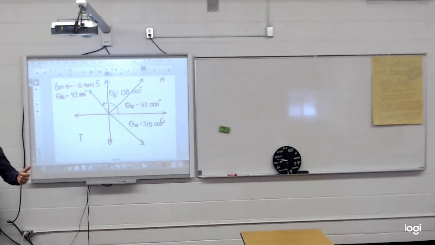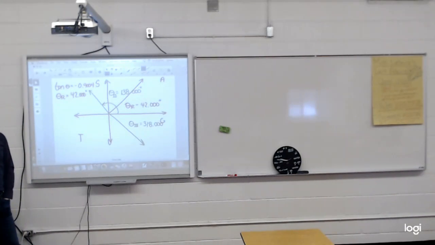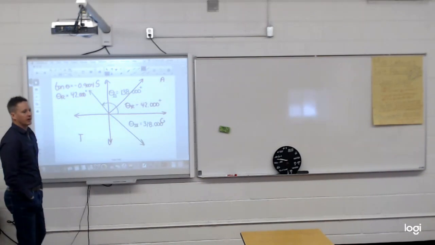On your calculator right now, punch in tan 138. What do you get? Negative 0.9. Okay, punch in tan 318 degrees. Same thing. It's because of this circle on this Cartesian plane.